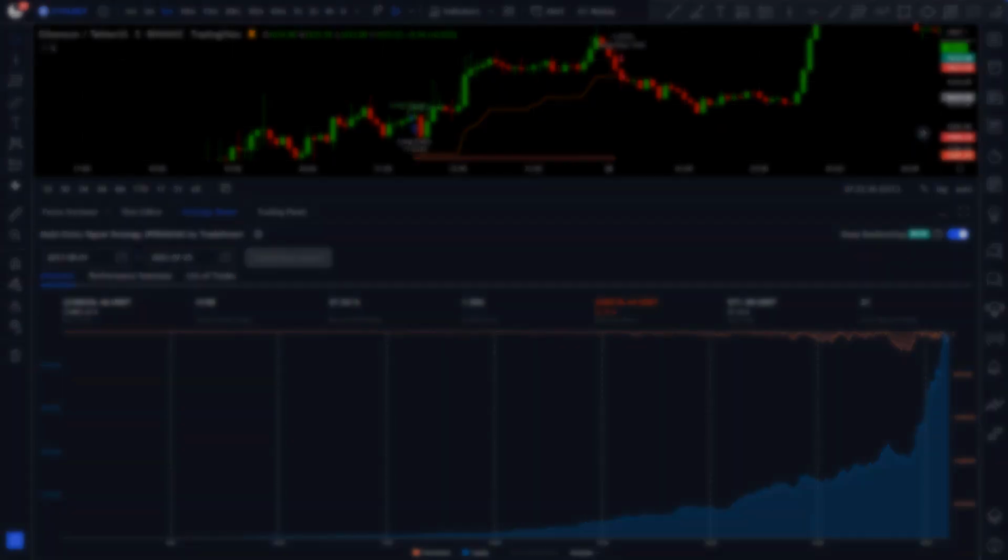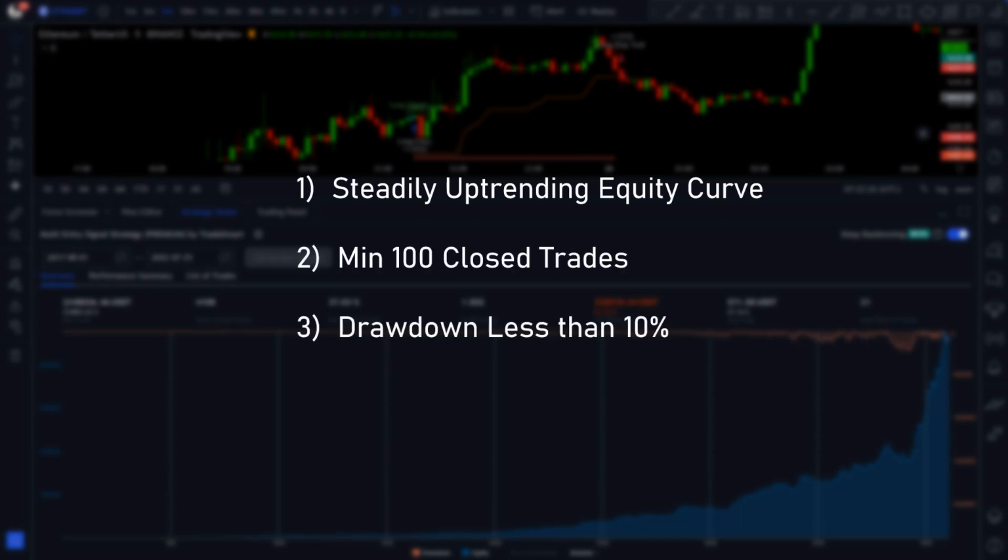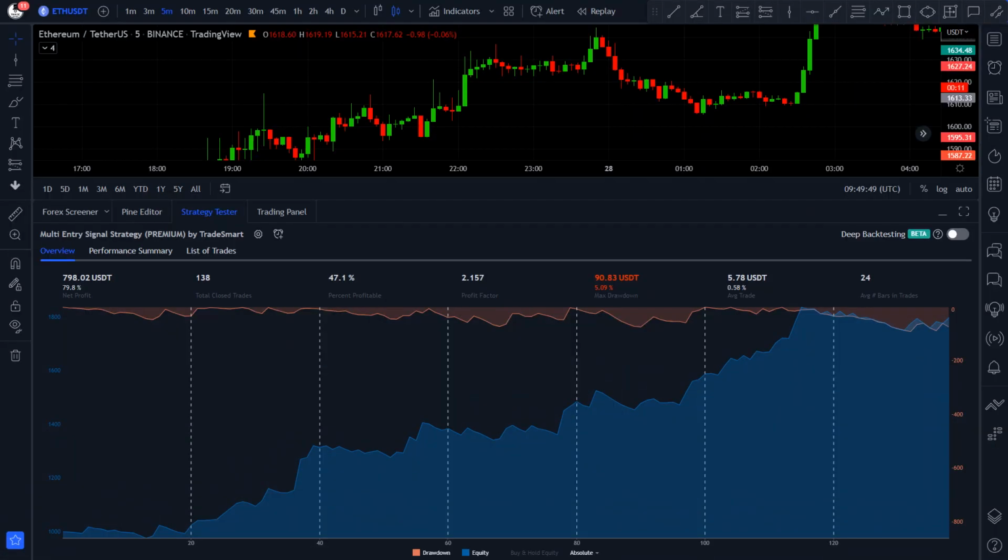What we are looking for in a strategy's backtest results are a steadily uptrending equity curve, a minimum of 100 total closed trades, a drawdown of less than 10% and a profit factor of 1.5 or more. After I added our script to the Ethereum USDT chart, first we can see the results of the last 2 months. Right out of the gate we can see that steadily uptrending equity curve, which is great.